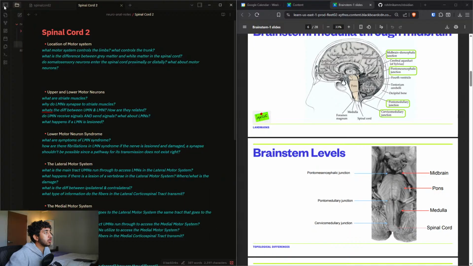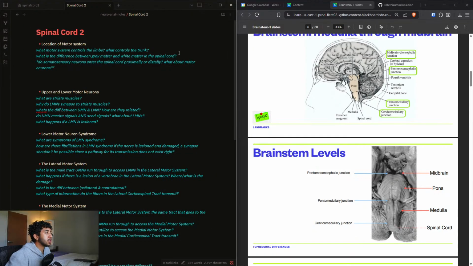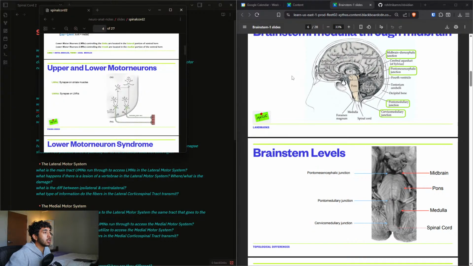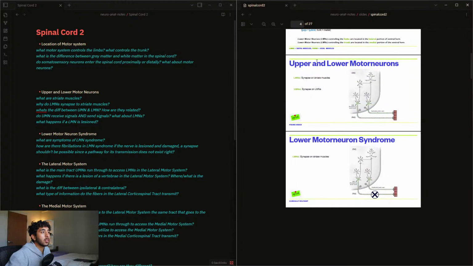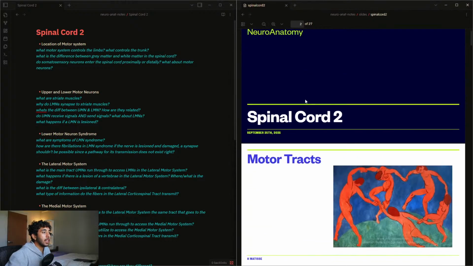So that's the recent one, spinal cord 2. What motor system controls the limbs? What controls the trunk? Okay, so the lateral motor system controls the limbs, and that is located on the lateral portions of the spinal cord, not on the medial portion, which is weird because the medial portion is further up front. So the lateral portion controls the limbs, the medial portion controls the trunk, so torso.